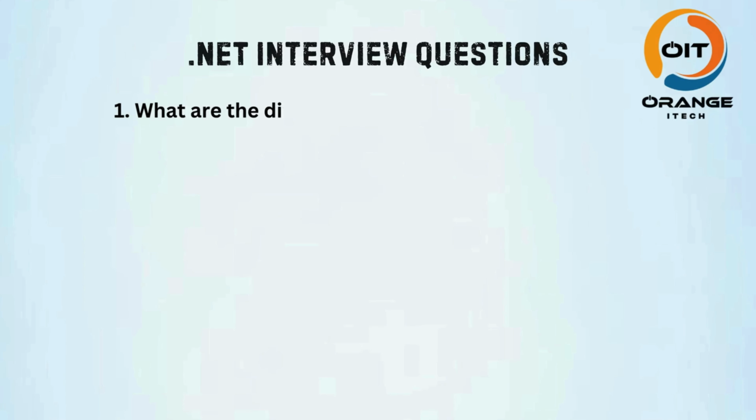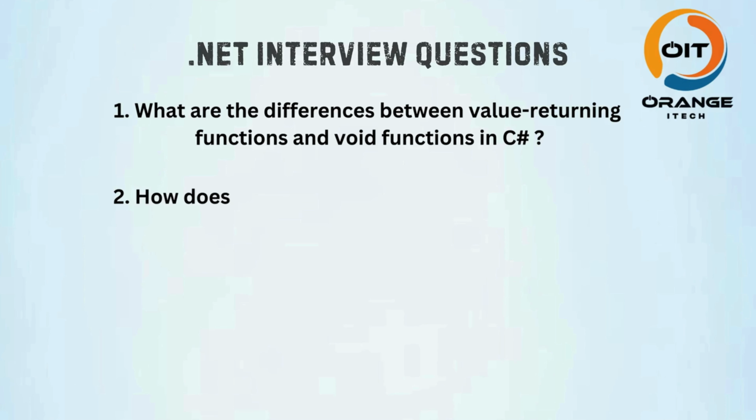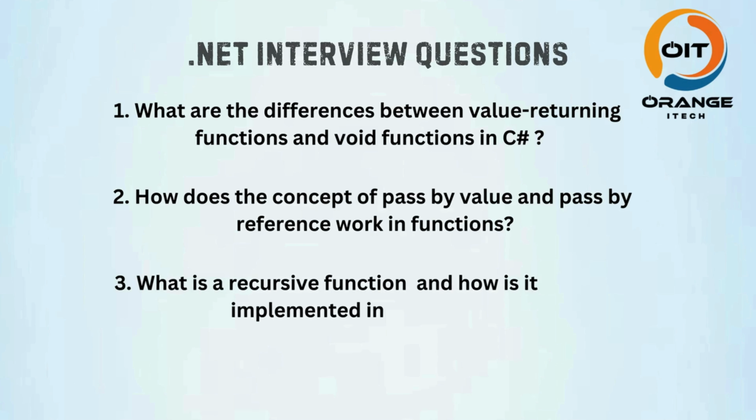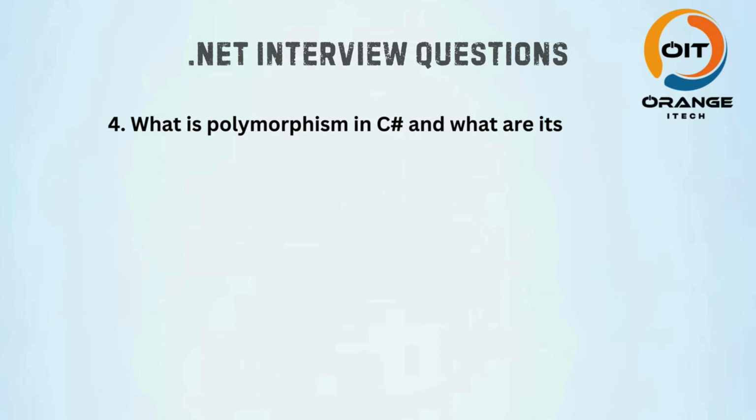What is the difference between value returning function and void function in C#? How does the concept of pass by value and pass by reference work in functions? What is recursive function and how is it implemented in C#? What is polymorphism in C# and what are its types?